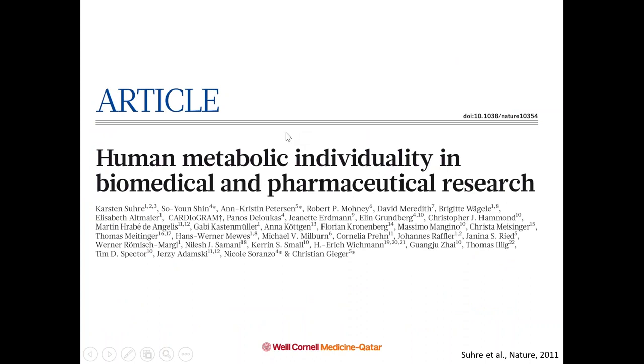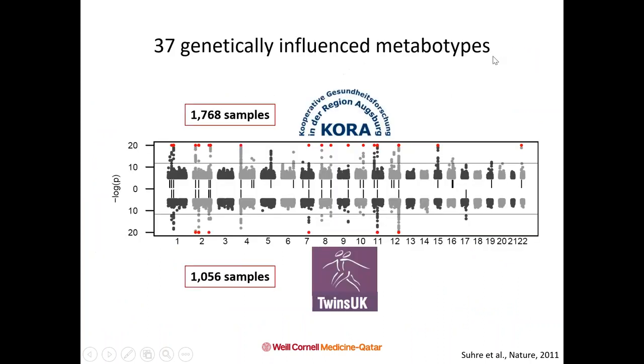So one of our key papers was a GWAS that we ran using the Metabolon platform. And in that study, we used 1,800 samples from the KORA study and then 1,000 samples from the TwinsUK study. And what you see here is the Manhattan plot, that is the p-value of association by chromosome position, lumped over all metabolites that we have measured. And what we find is that there are 37 genetically influenced metabotypes that reach strong genome-wide significance, and that can also be replicated in the twins.